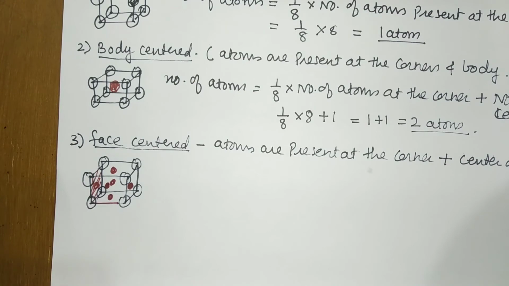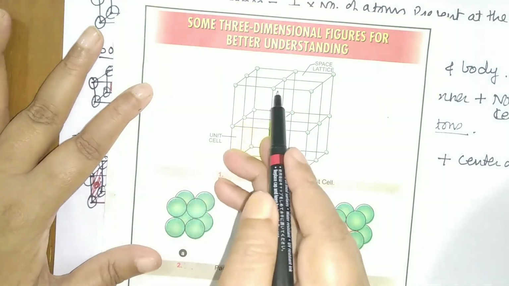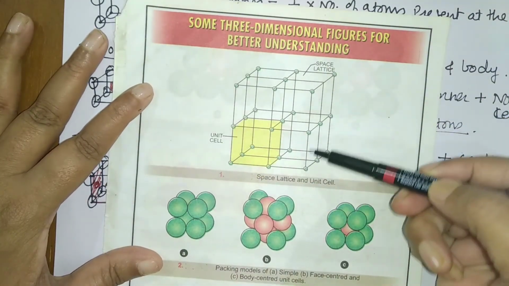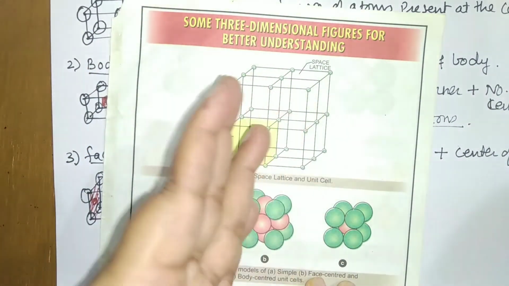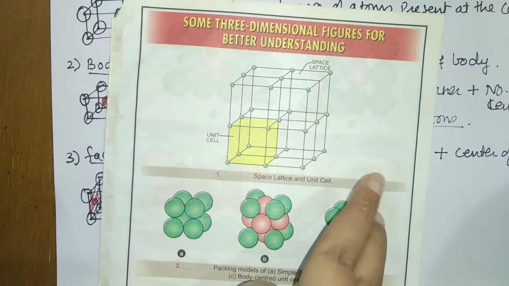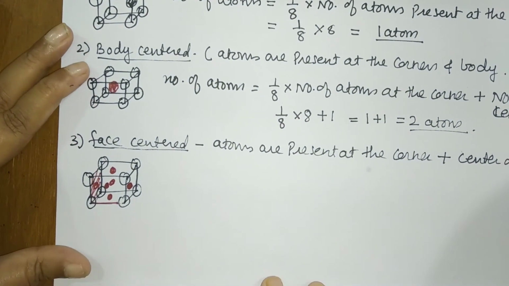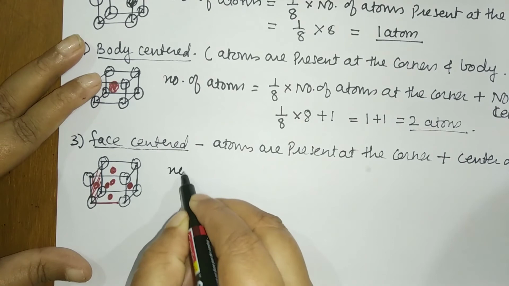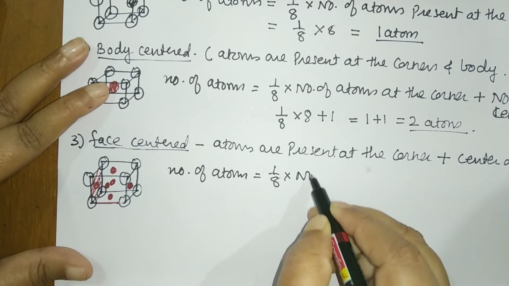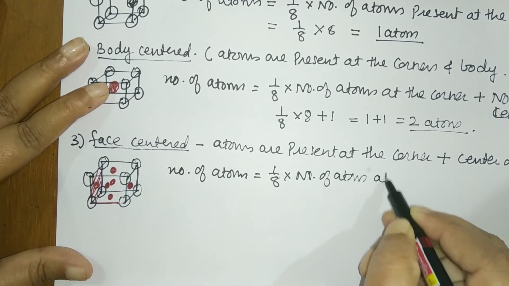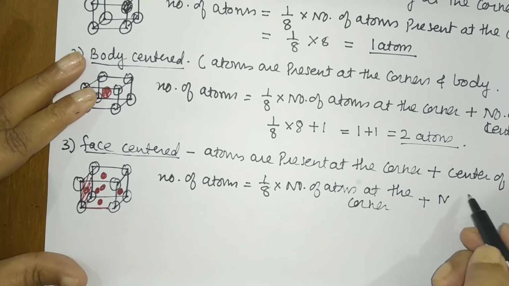What do you think will be the contribution here, student? Now if you see the FCC structure, if I say this is the face and the atom is at the center here, then this atom is partially contributing to this side unit cell and partially contributing to its neighboring unit cell. And so the contribution of every atom in the face is only half. So let us do the calculation. Number of atoms is equal to 1 upon 8 into number of atoms at the corner plus number of atoms each face.